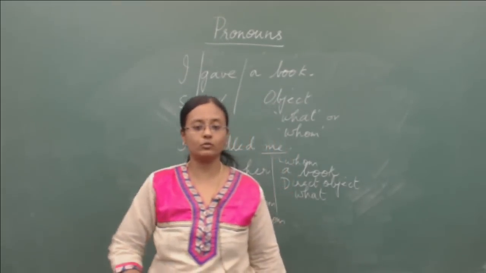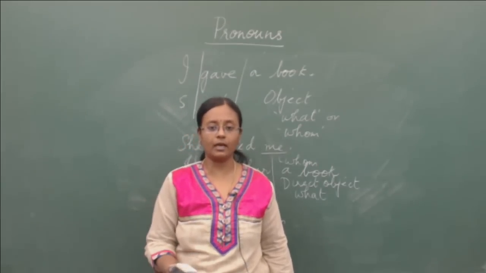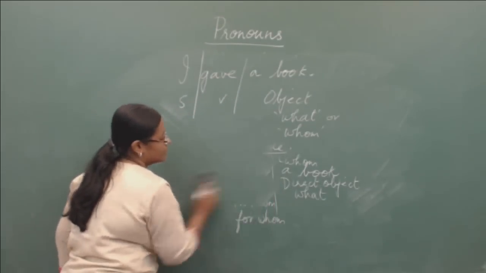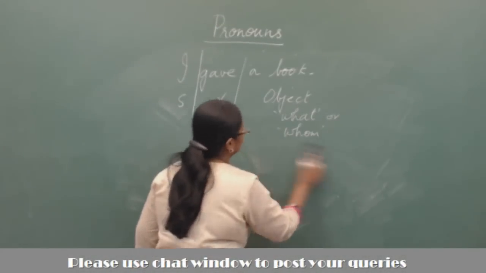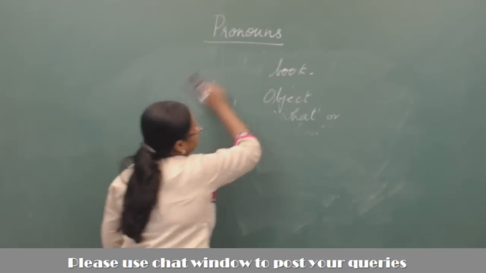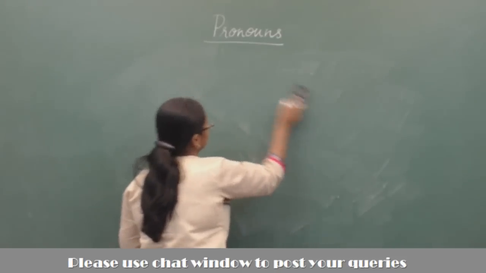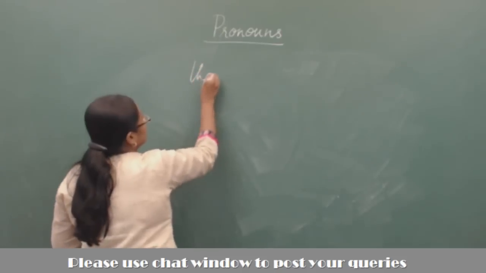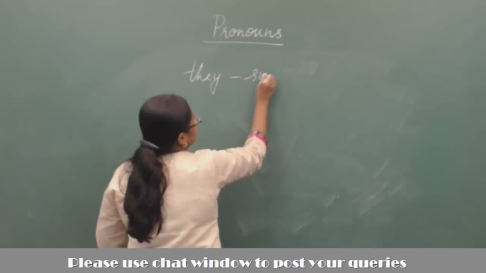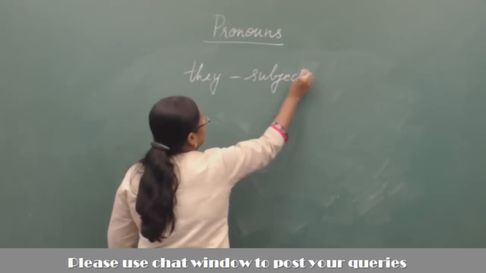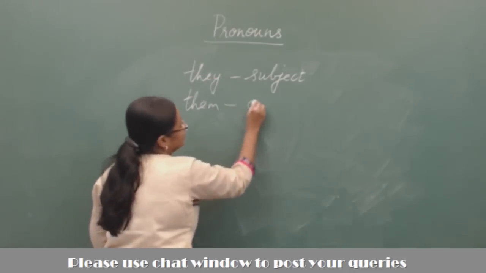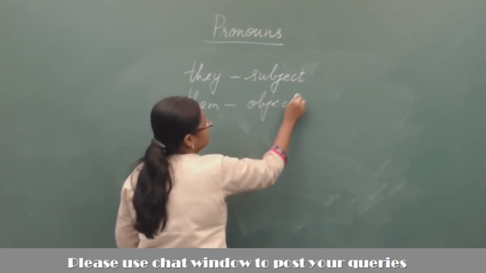Which one do you want me to explain? Please explain they or them again. Yes, of course. They occurs in the subject position and them in the object position. They as a subject, them in the object position. That is all.